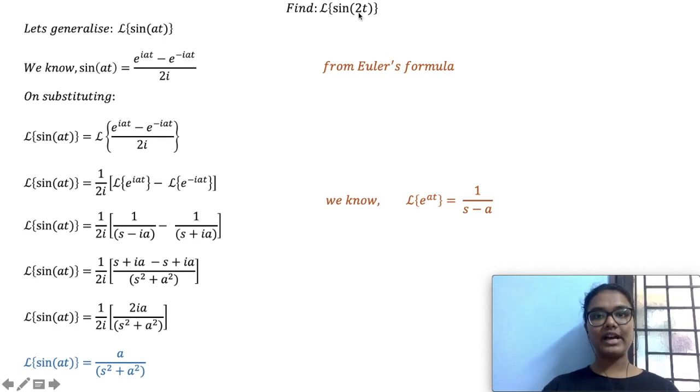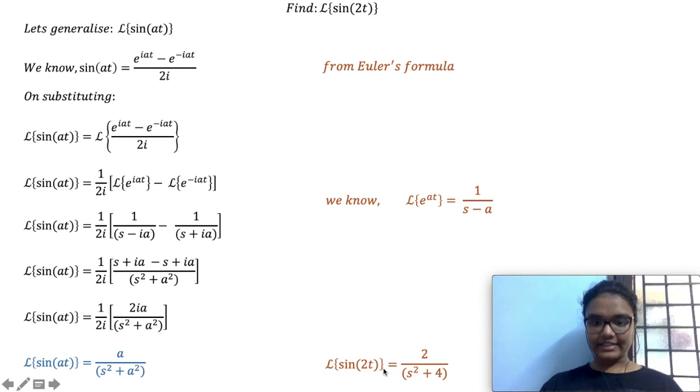But in our question we have a equals 2. We simply substitute that, and that's our answer. The Laplace transform of sine 2t equals 2 by s squared plus 4. Hope this video was understandable. Thank you.